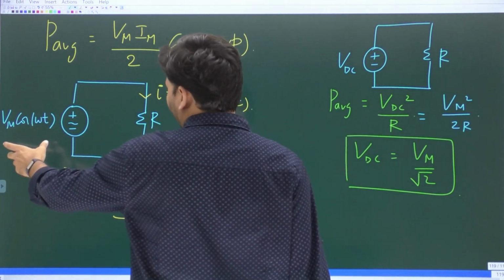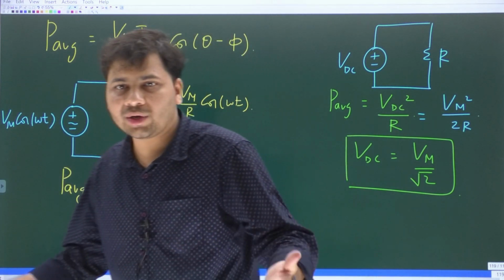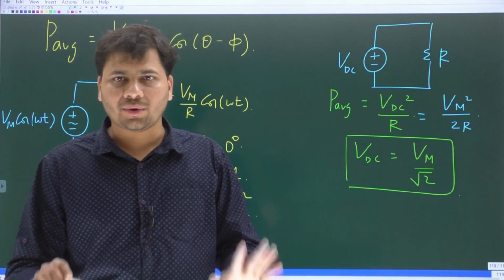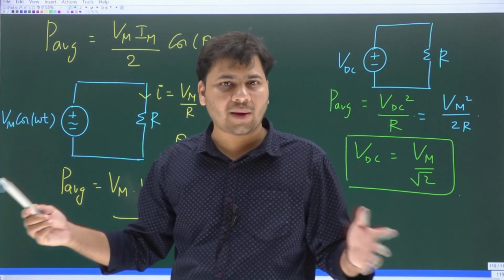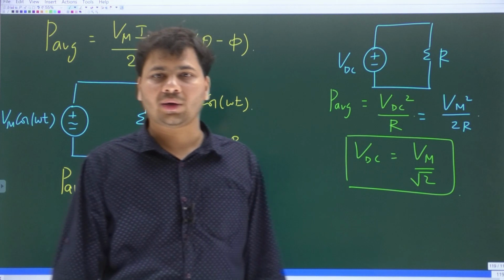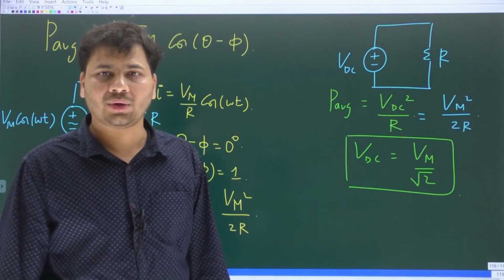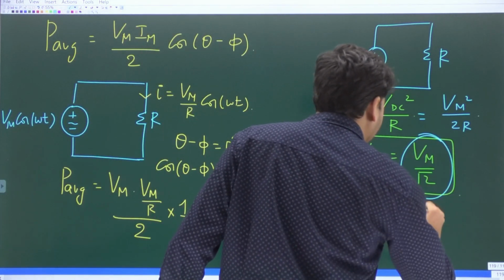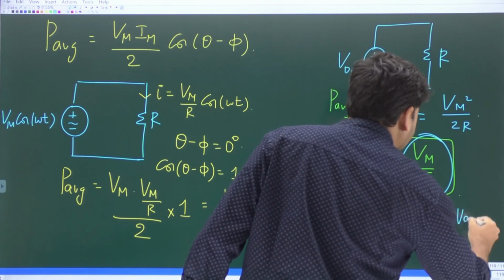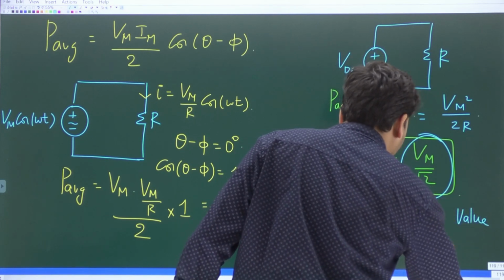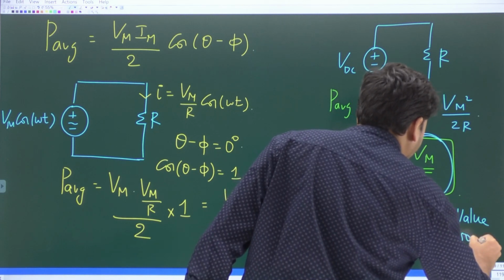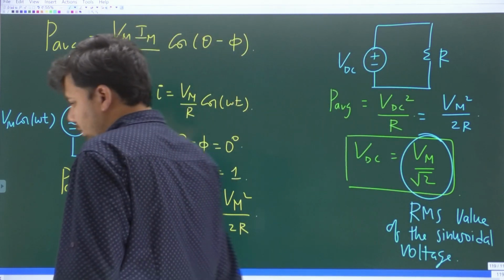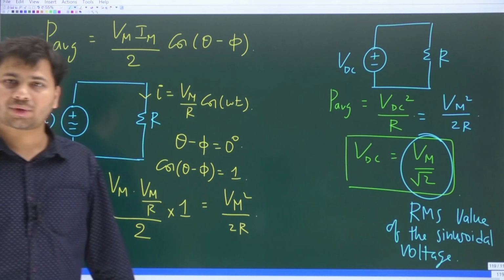So the original sinusoidal voltage is Vm cos omega t with an amplitude of Vm, and its RMS value is Vm by root 2. Even though everybody knows that the RMS value is the amplitude divided by root 2, this is how you get it. In case you don't know, there is something new. So this Vm by root 2 is going to be the RMS value of the sinusoidal voltage. You understood? Yes.